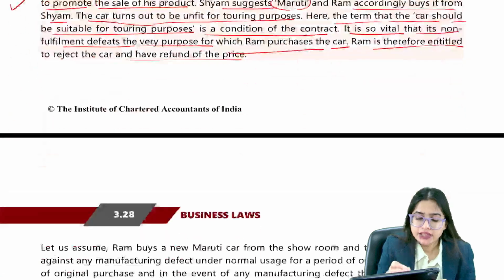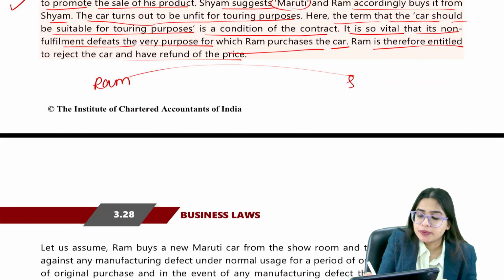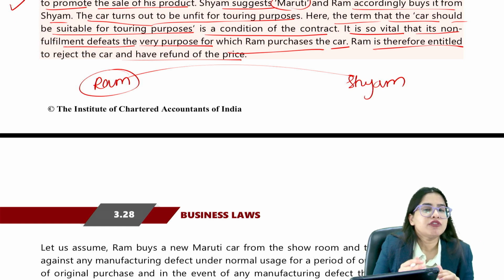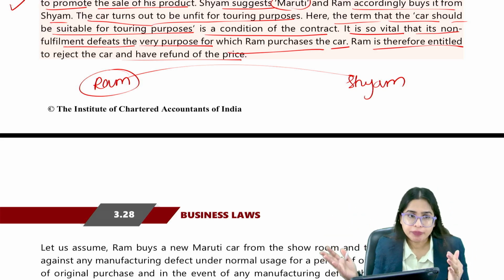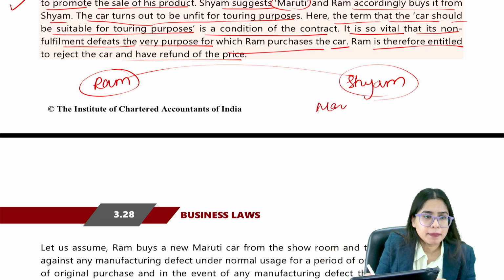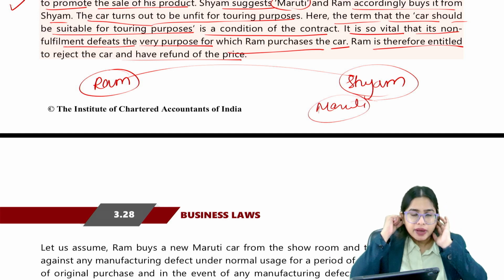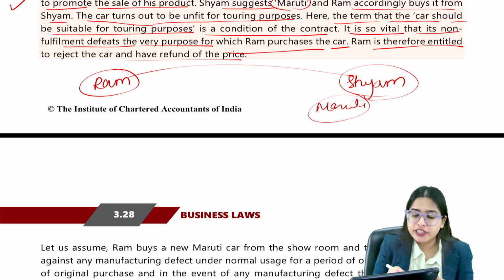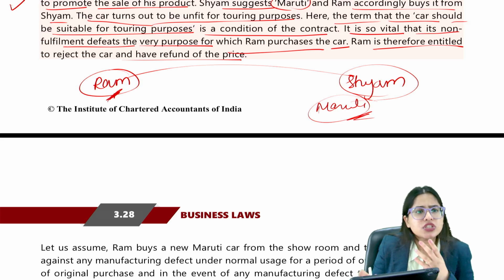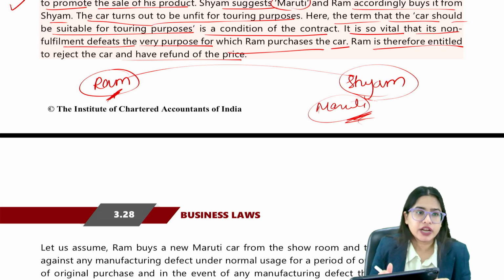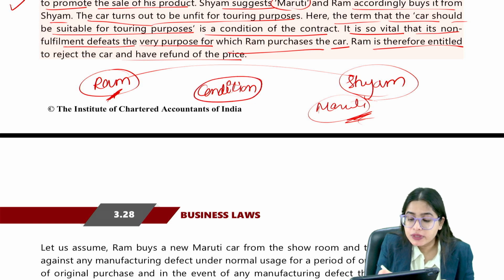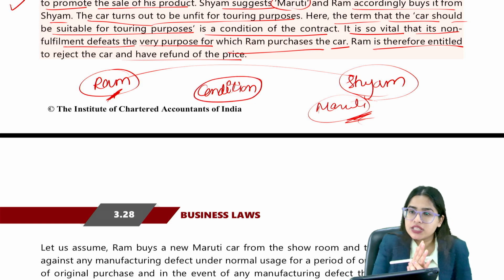Please understand, there is a person called Ram and there is a person called Shyam. Ram specifically mentioned that I want a car for touring purpose. I have to travel a lot. So Shyam said you can buy Maruti, Maruti is suitable for touring purpose. So here, please tell me, if later on Ram finds out that this Maruti car is not suitable for touring, can he cancel the contract? The first question is whether this car being suitable for touring purpose is a condition or not. The answer is yes. This is the important condition.